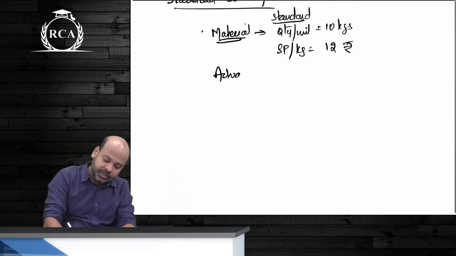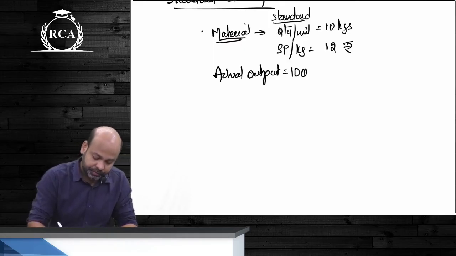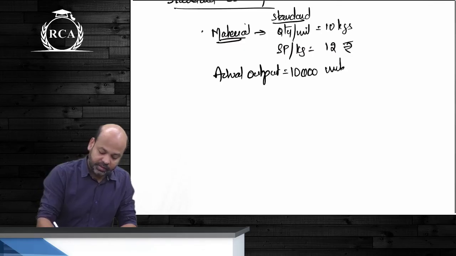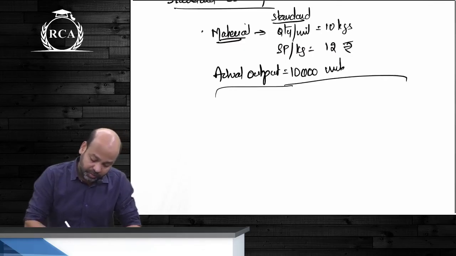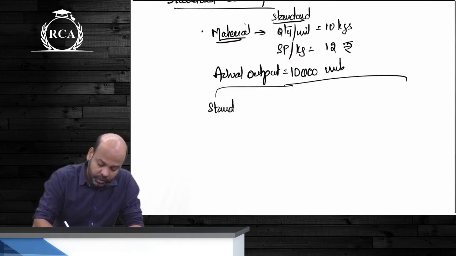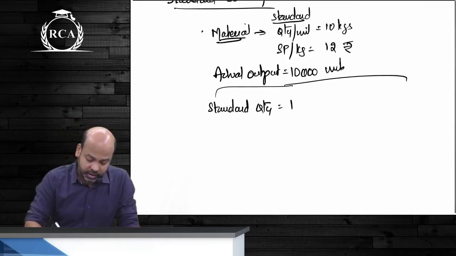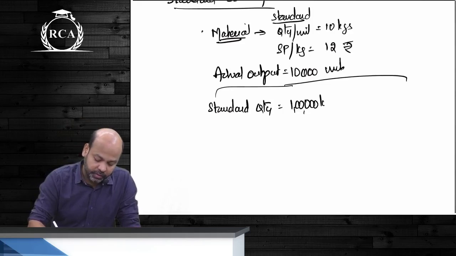We have manufactured an output of, let's say, 10,000 units. As per standard, what should have been the quantity of raw material that you should have used to manufacture 10,000 units? 10,000 units multiplied by 10 kgs, the total standard quantity should be 1 lakh kgs.